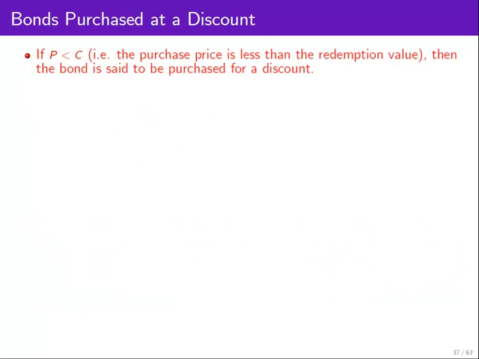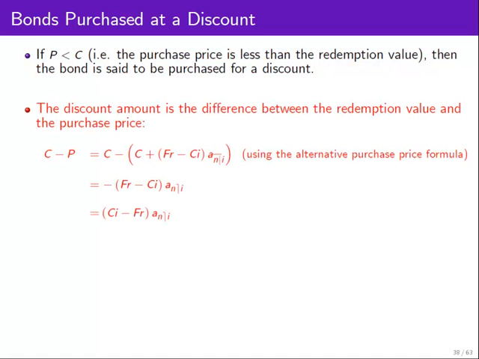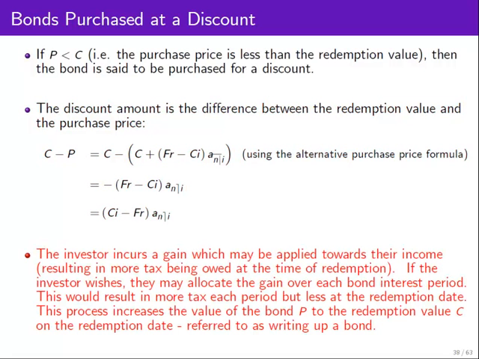We also have what's called purchasing a bond at a discount, and that's when the purchase price of the bond is less than the redemption value. Again, it's just the difference between the redemption value and the purchase price. And using the alternative purchase price formula, you can find a formula for the discount amount. So what this means is at the time of redemption, the investor actually incurs a gain. So, for example, the redemption value of a bond is $10,000, but they only purchased it for $9,000. So that means at the time of redemption, they'd gain $1,000 in which they'd have to pay tax on.